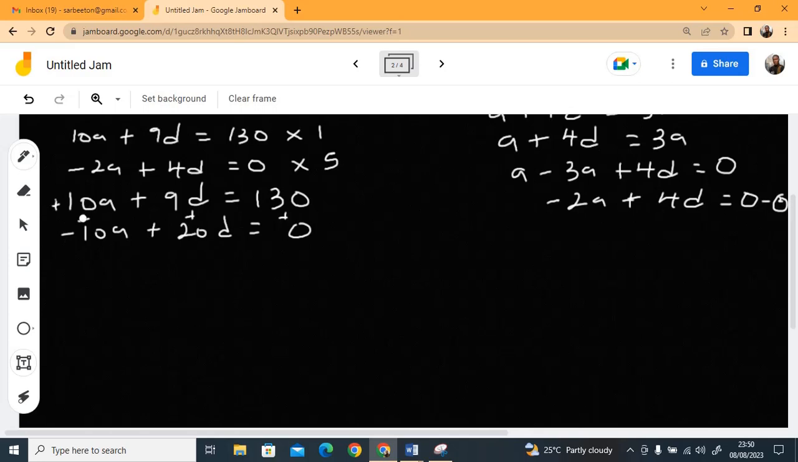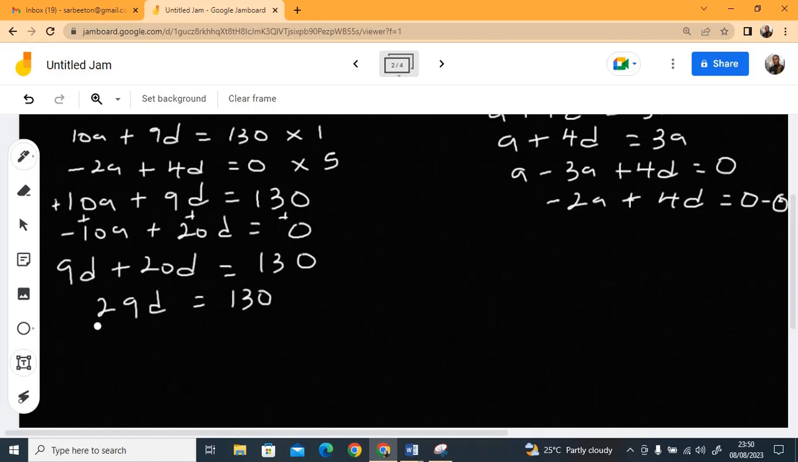So plus 10 plus minus 10 will be 0. This will be cancelled out. So we have 9d plus 20d equals 130. So 9d plus 20d is what? That is 29d equals 130.